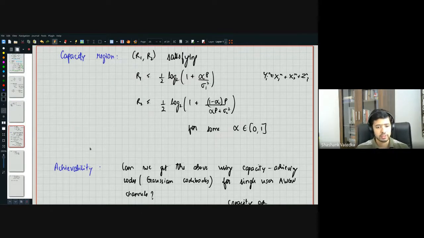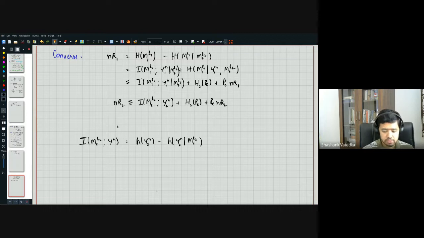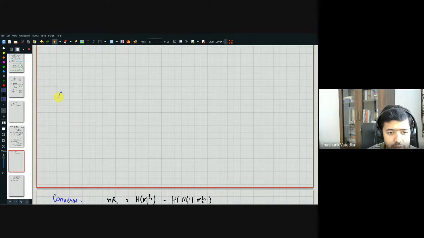So we've seen the achievability part, that you can construct codes which achieve any rate pair satisfying these constraints. Now let's see that it's impossible to do better than this. To prove the converse, we look at the physically degraded Gaussian broadcast channel.